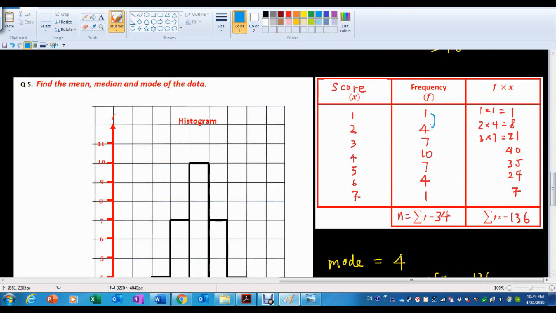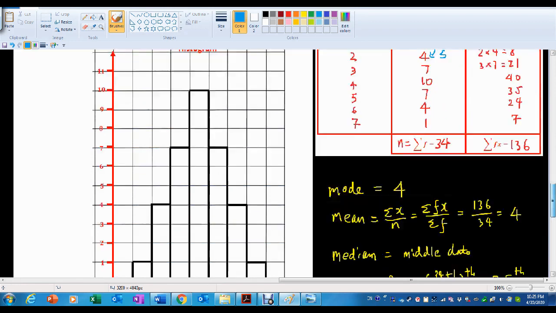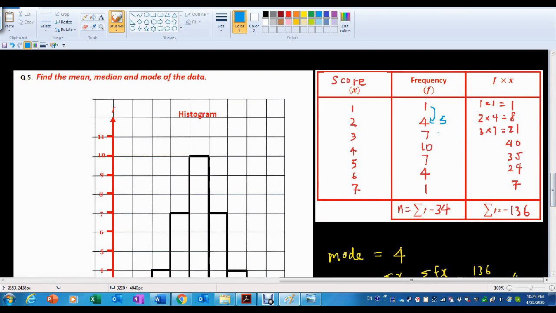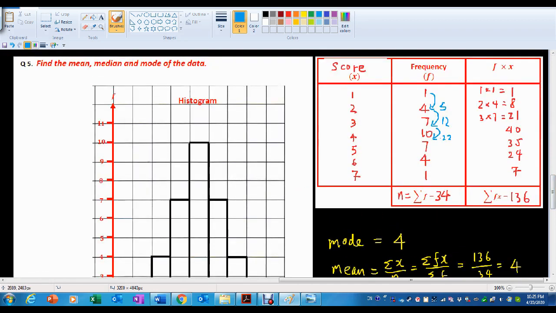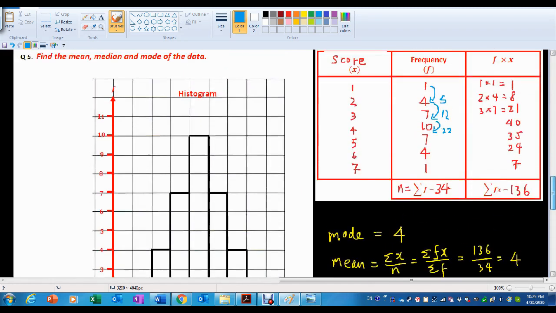So 1 plus 4 is 5. So remember, you need to accumulate up to 17. So 5 plus 7 is 12. 12 plus 10 is 22. Okay, you already passed that 17. Okay, so both 17 and 18 will be 10.